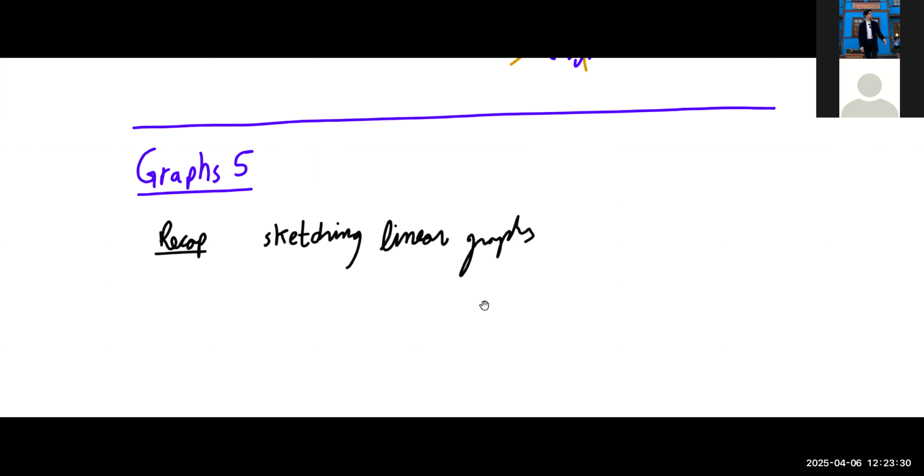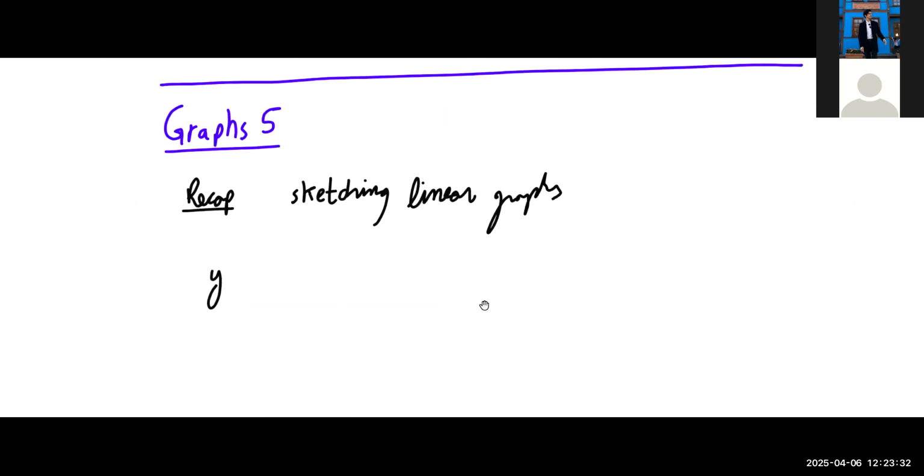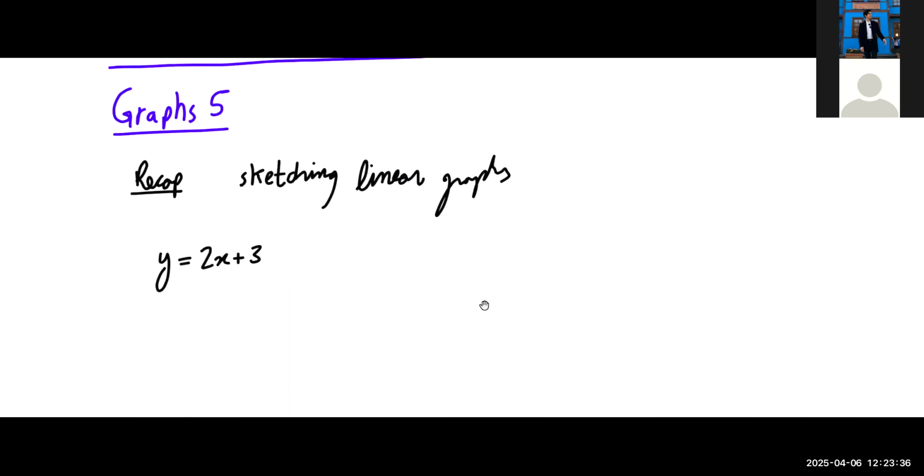So for example, if I give you an equation like y equals 2x plus 3, do you know how to sketch this graph? When I say sketch, all that matters is you get the general shape of it, right? If it's a positive slope, you draw it like this, not like this, etc. And you know where to put the y-intercept. And that's it. That's all I care about for a sketch.